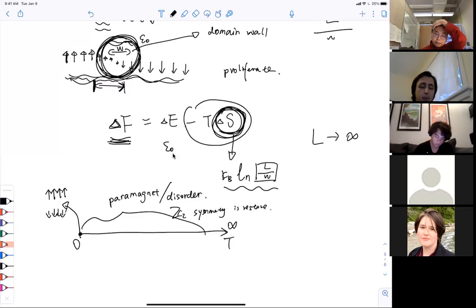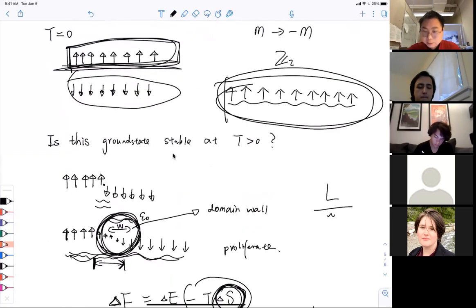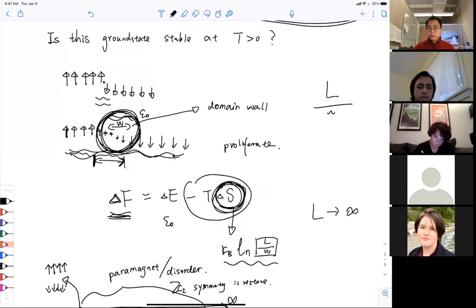Even though we make this argument for this very simple system, the conclusion is true in general. There is no phase transition in 1D, just based on this simple argument. Is it clear what I'm saying here?